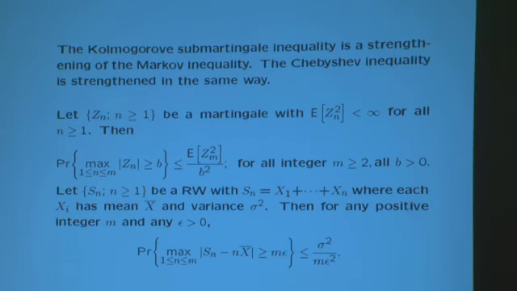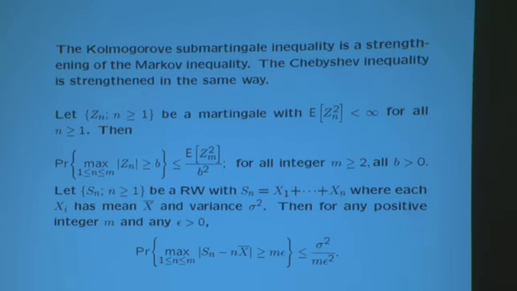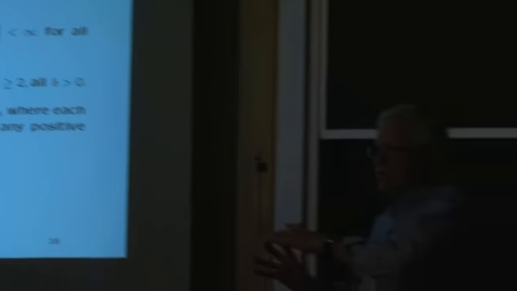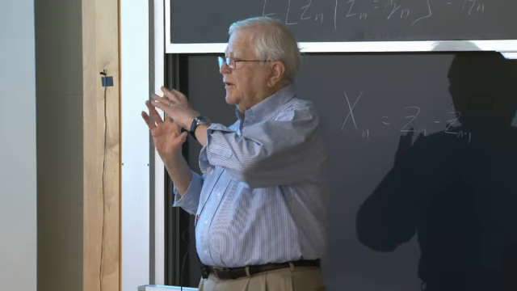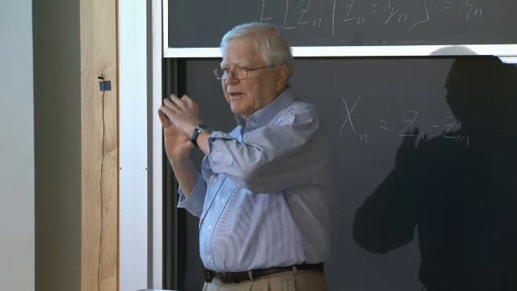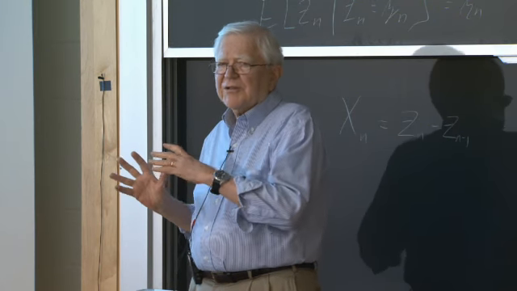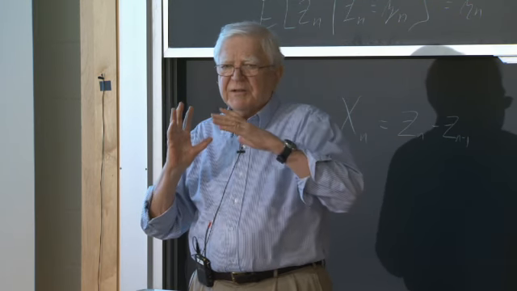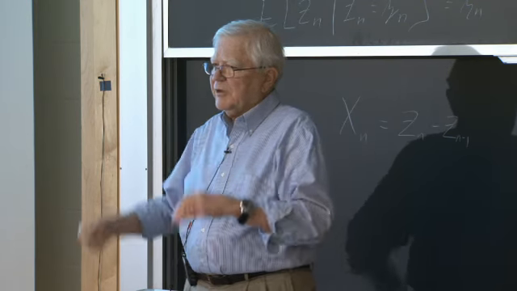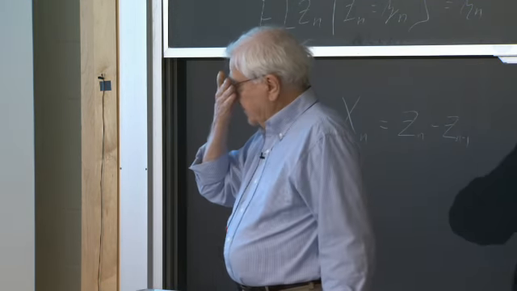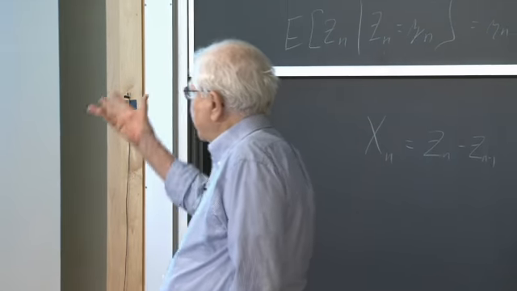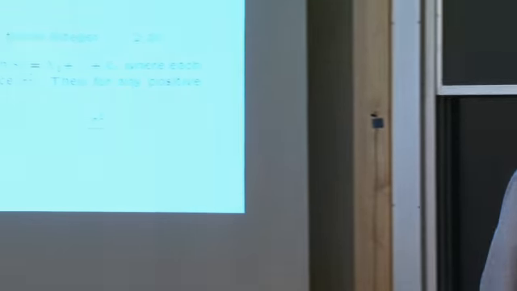If you can't prove this, go back and look at the proof of the Chebyshev inequality. The proof of this, given the submartingale inequality, is exactly the same as the proof of the Chebyshev inequality, given the Markov inequality. You just go through the same steps, and it's fairly simple. Okay, so that is a nice result.